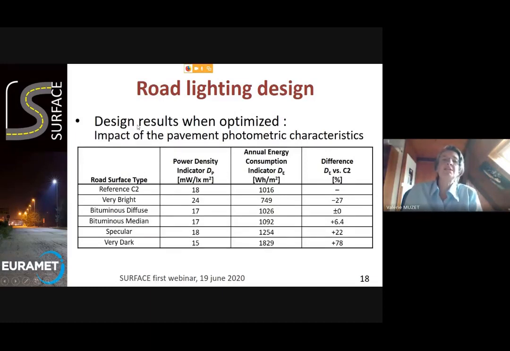Then you have here the power density indicator and annual energy consumption. So we look at the impact of the pavement photometry for power density and energy consumption. And you can see that, of course, for the very bright pavements, we save energy. But for the very dark ones, more light is needed, and the percentage is very high.